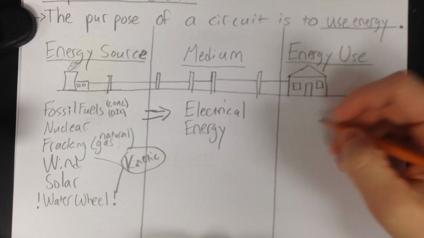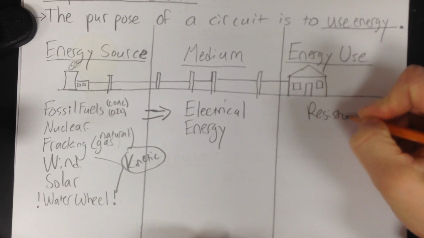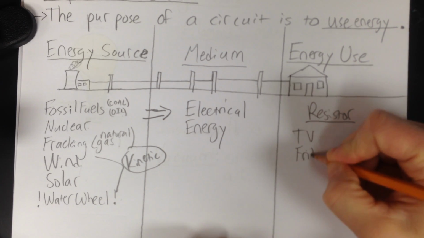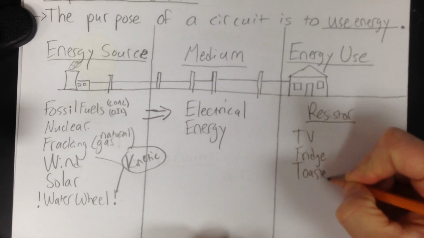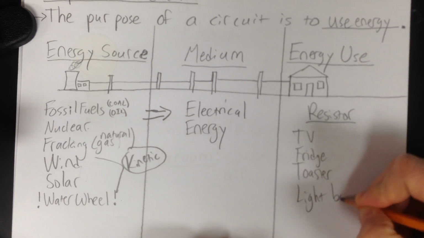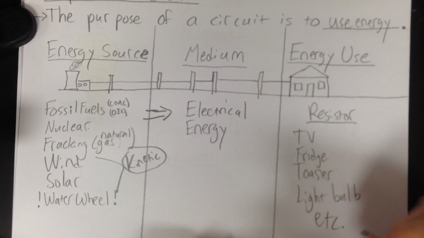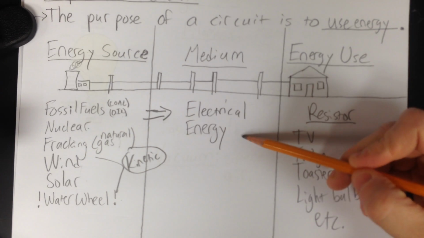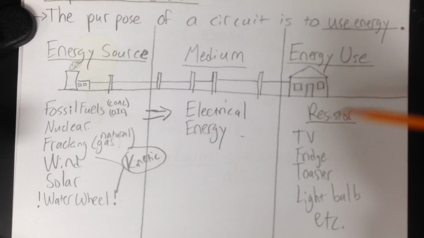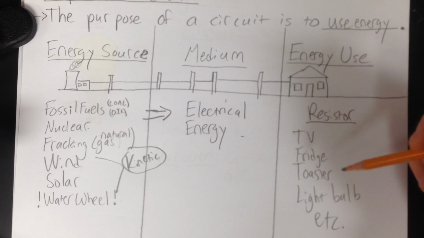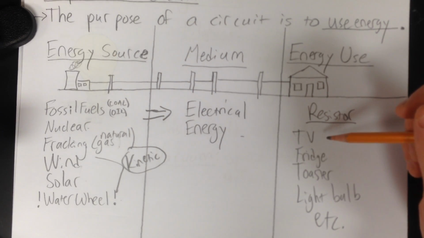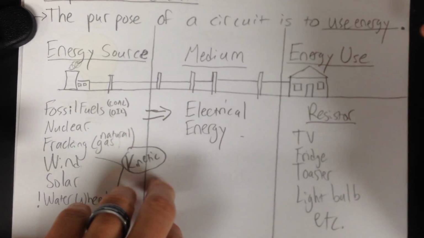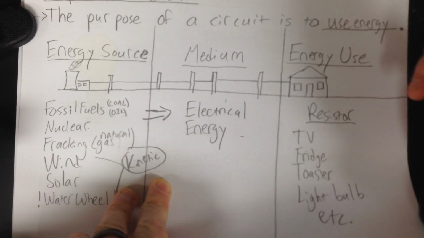And then when it gets to energy use, it drops off that energy in your house in a resistor. That is a TV, fridge, toaster, light bulb, etc. So there's always 3 steps to a circuit. There's some energy source, there's the medium in the wires, and then there's the energy use. But in fact, the same energy that comes out as light in your television started out in coal and oil and a fossil fuel, especially for Hillsdale.